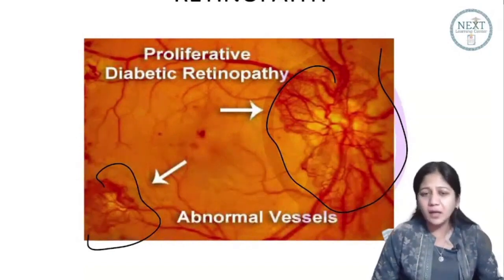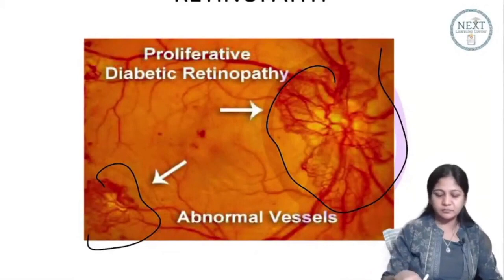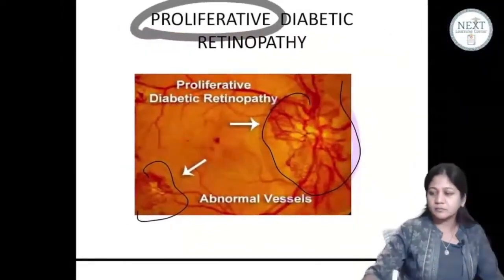The new vessels are very thin, very fragile. They can bleed. This is an abnormal tuft of vessels. Dr. Kavita, is it okay? Okay.